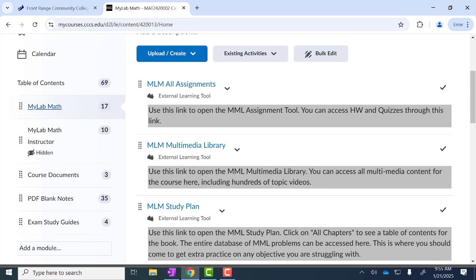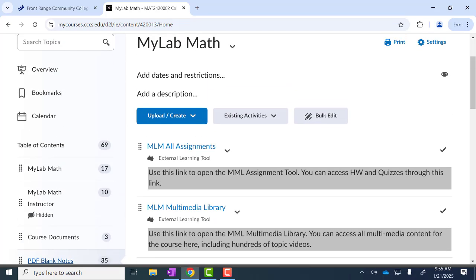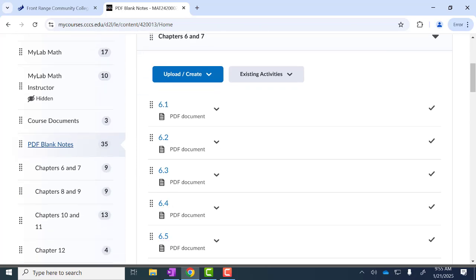Then there's our course documentation, and then PDF notes. I don't know how everyone wants to take notes these days, but I've screenshotted all the sections one by one. Some people like to go to Kinko's or whatever and print them all out, put them in a 3-ring binder and write with paper and pencil. If that's your jam, you can do that.